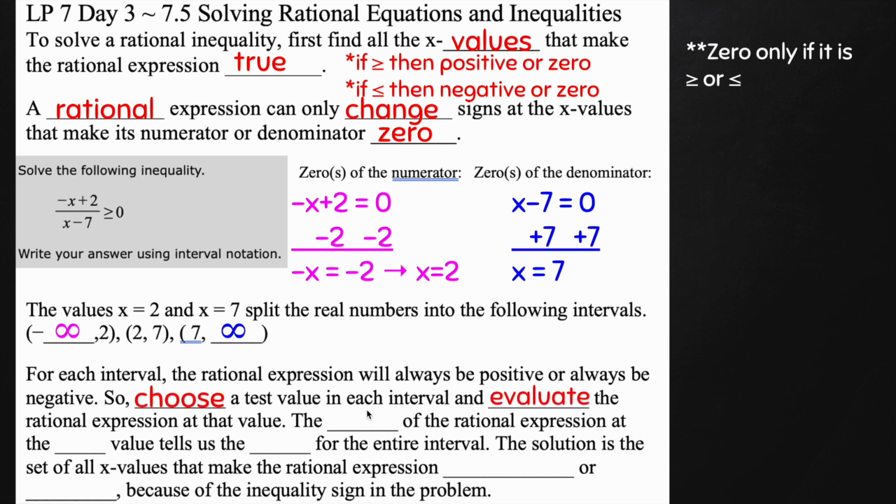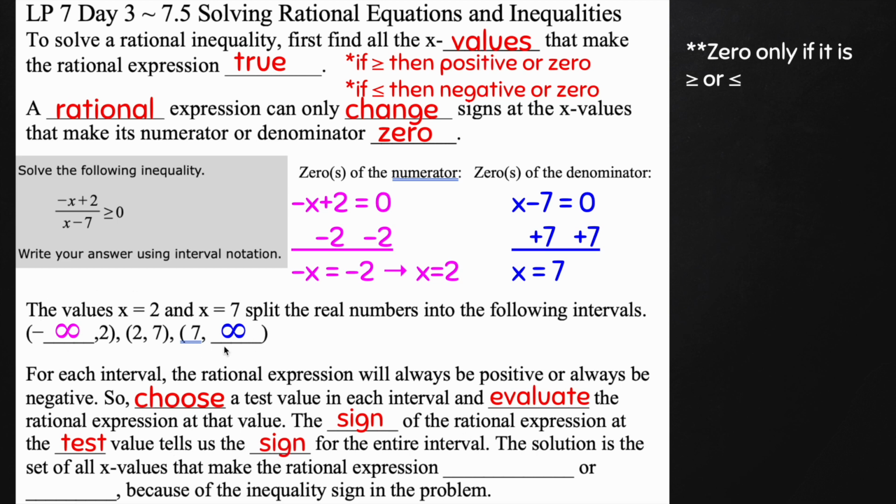So we're going to choose a test point in each interval and evaluate the rational expression at that value. It doesn't matter which test point we choose, but we don't want to choose 2 or 7. We want to choose something less than 2, greater than 7, or in between. If you choose 2 or 7, that's kind of both intervals. The sign of the rational expression at the test value tells us the sign for the entire interval.